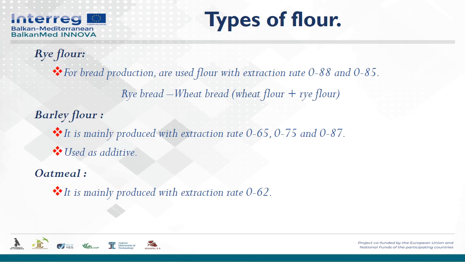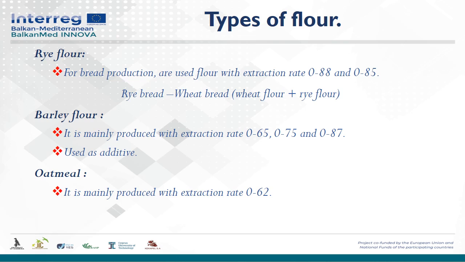Another type of flour that we're going to mention is rye flour. In fact, rye ranks second among the cereals which are used for bread production. Unlike wheat, it contains less protein, and it is also known for low gluten content. For bread production, flour with extraction rate 88% and 85% is used. In general, rye flour in bread production is always used in combination with wheat flour for a product of very high quality.